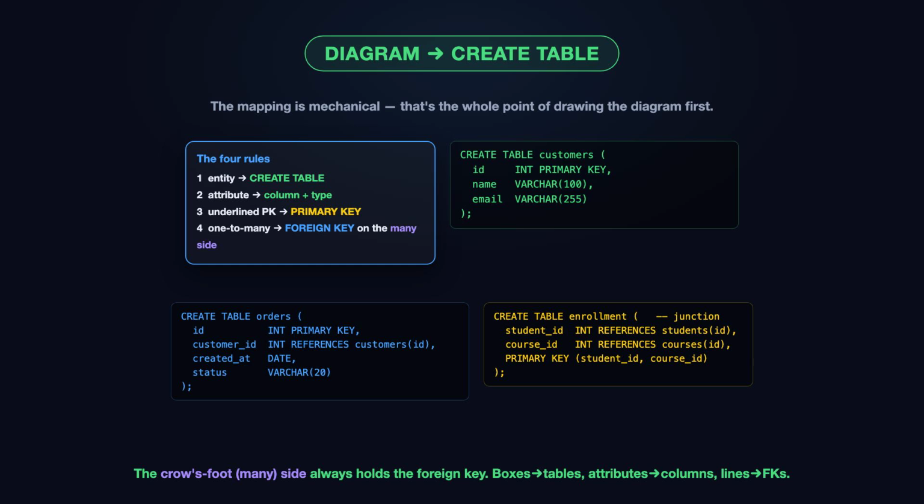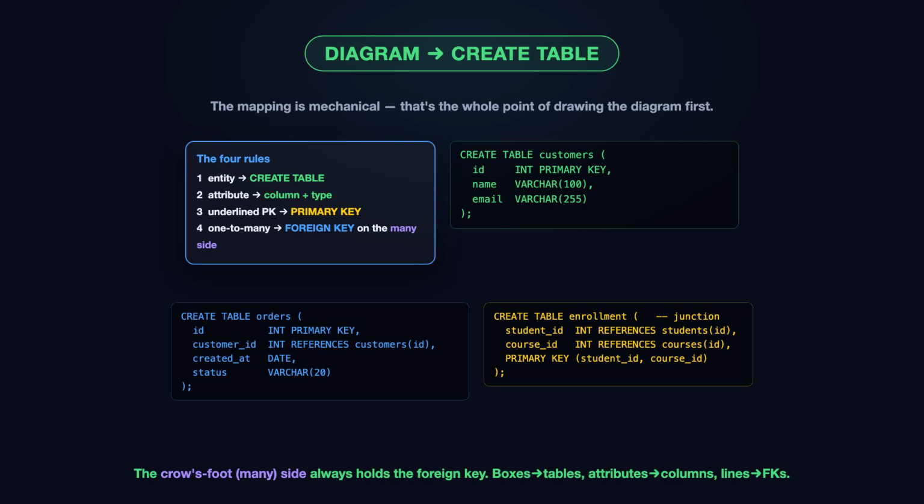Rule 4: the rule that ties everything together: every one-to-many relationship becomes a foreign key on the many side, referencing the primary key on the one side. Watch the customer to orders example. Customers becomes a table with ID as its primary key. Orders becomes a table with its own ID, and because an order belongs to exactly 1 customer, orders carries a customer ID column declared as a foreign key that references customer's ID. The crow's foot end, the many side, orders, is always the side that holds the foreign key.